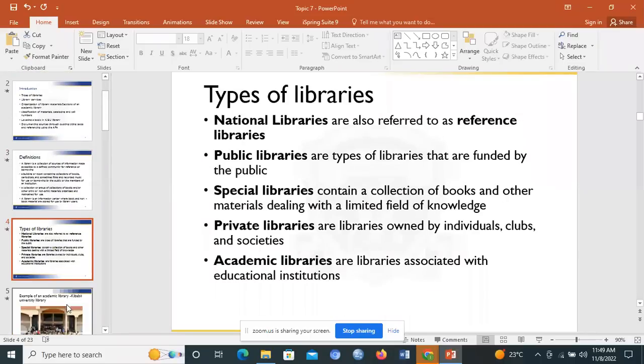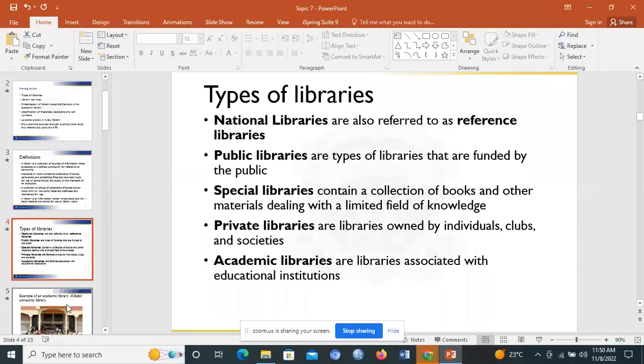Now, libraries exist in a number of types. We have what we call the national libraries, these are also called reference libraries. They are in some of the major towns, like I know of one that is in Nairobi, it's a national library. When a book is published, a copy of it must be deposited with the National Library of Kenya. The intention is to have a resource base of all the books that have been published in this land.